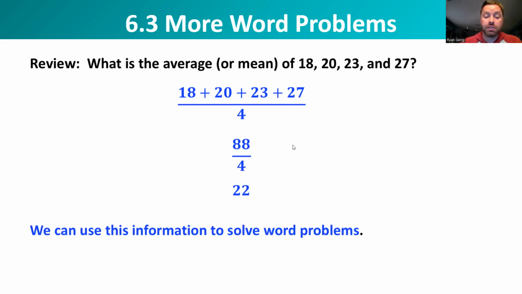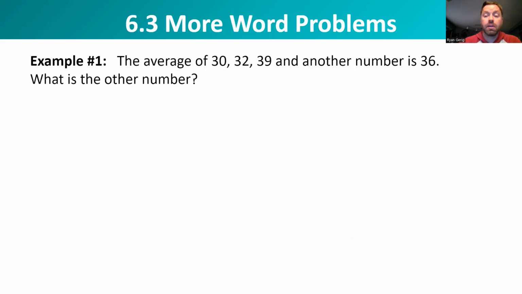We're going to use that information to solve other word problems where the variable or the unknown piece is maybe in a different spot. So here's that example. The average of 30, 32, 39, and another number is 36. What is the other number? So we're looking for the other number. We're going to set that as our variable.